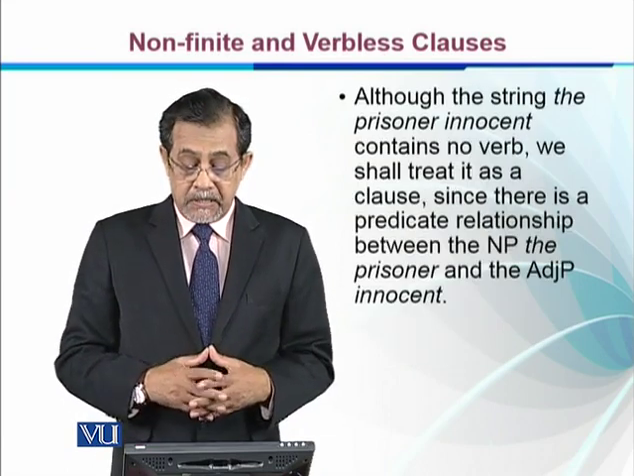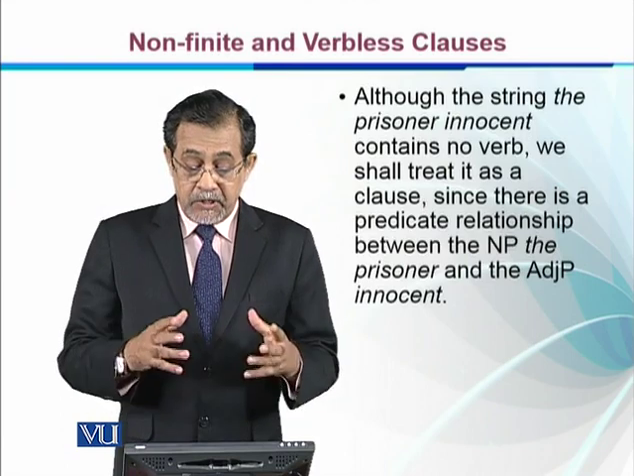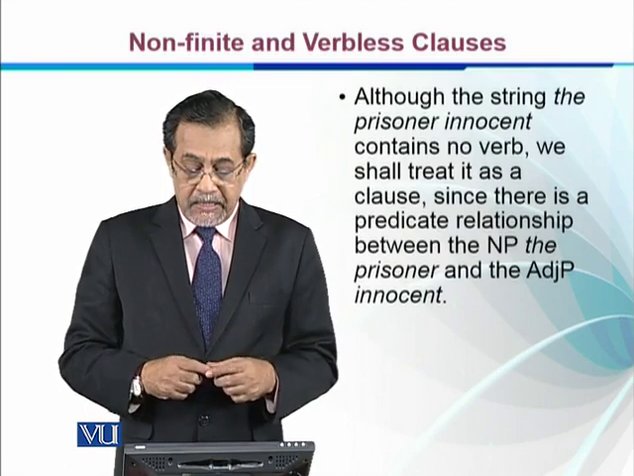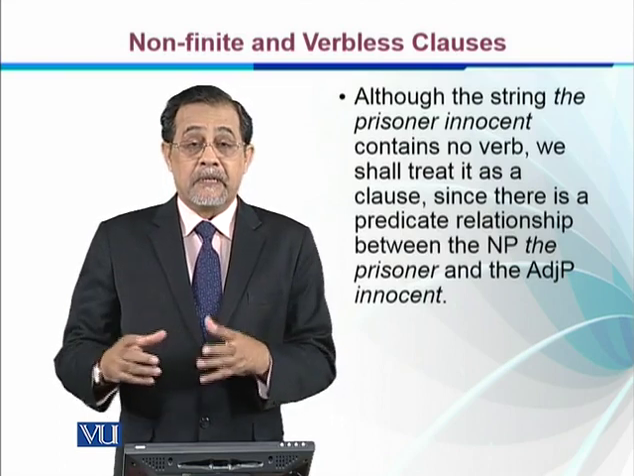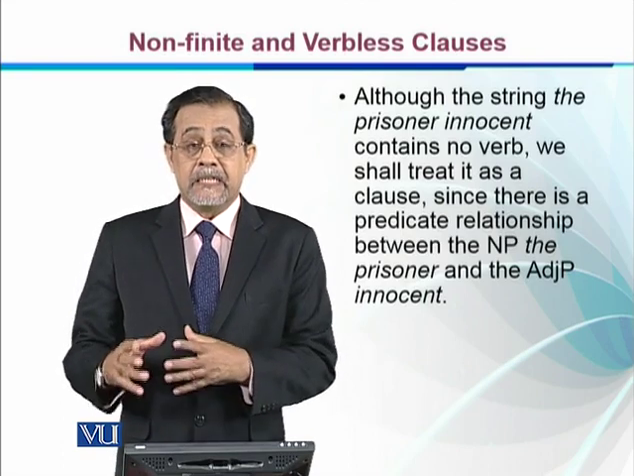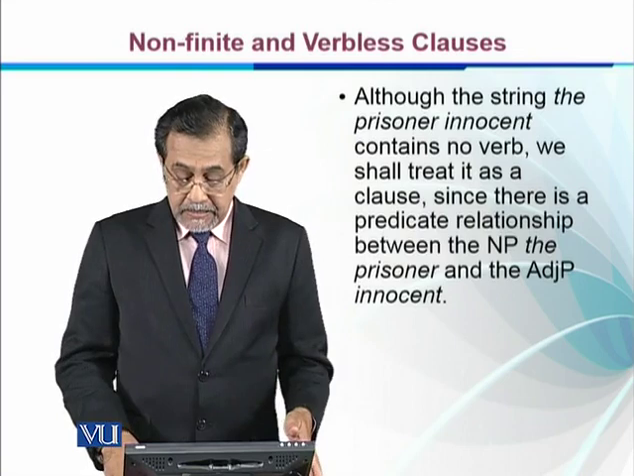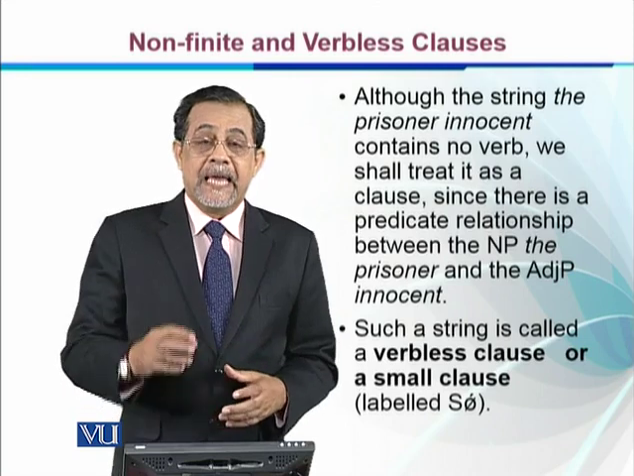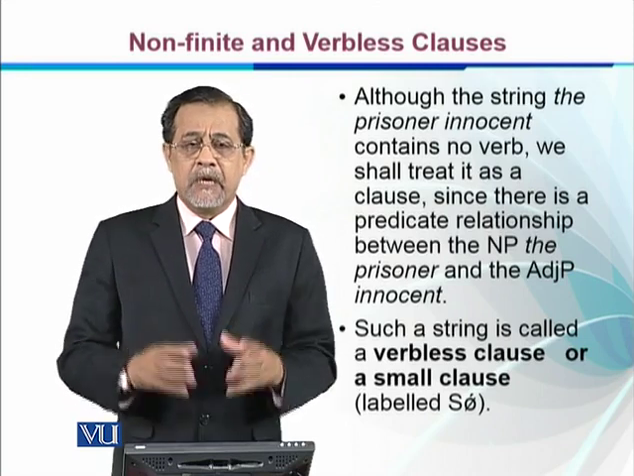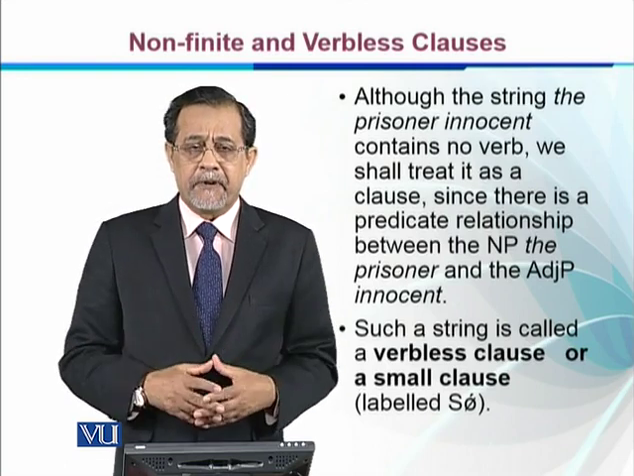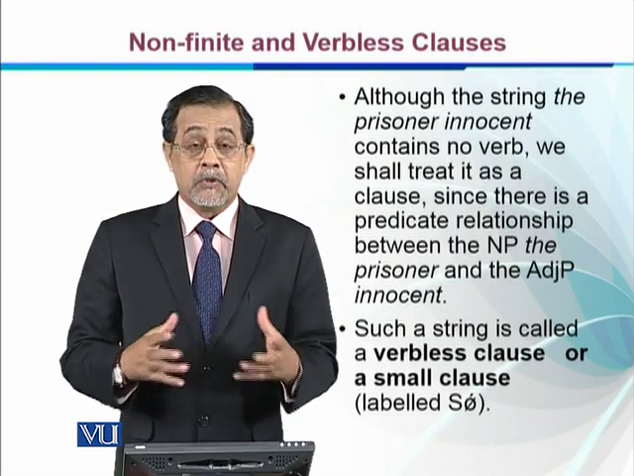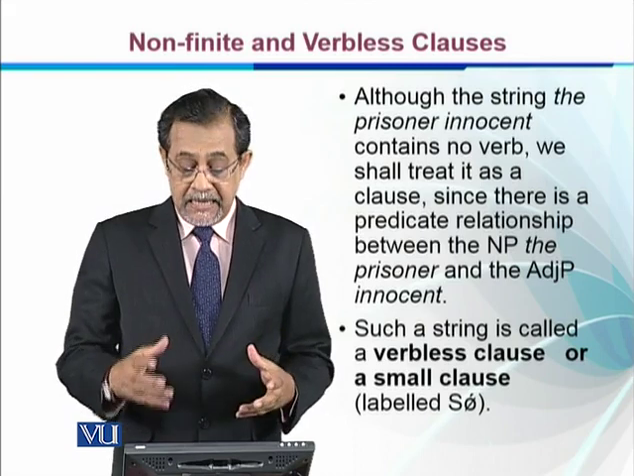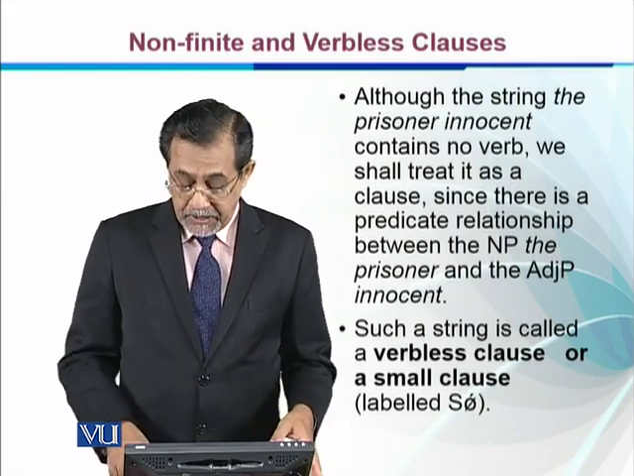Although the string the prisoner innocent contains no verb, we shall treat it as a clause because there is a predication relationship between the two. The prisoner is the noun phrase like a subject, and innocent is an adjective phrase like the predicate. So such a string is called a verbless clause or a small clause. Especially in 153 there is no verb, so we call it a verbless clause, and in 152 there is also no main verb, so we call it a verbless clause. It can also be a small clause, and this is labeled as S and the sign of nothing.